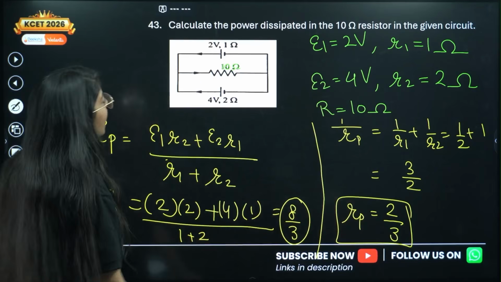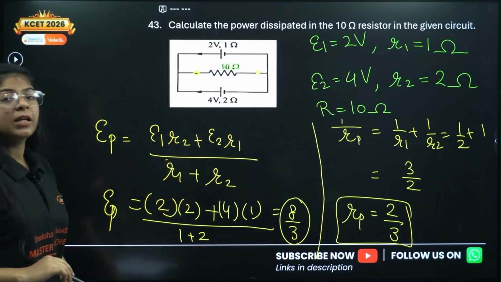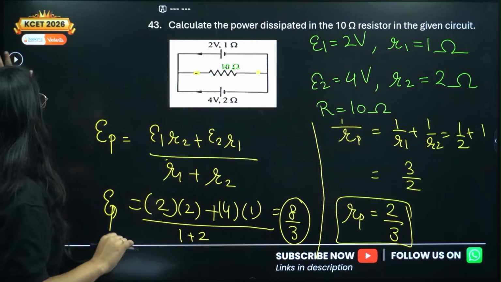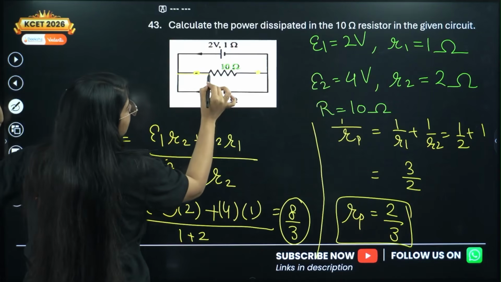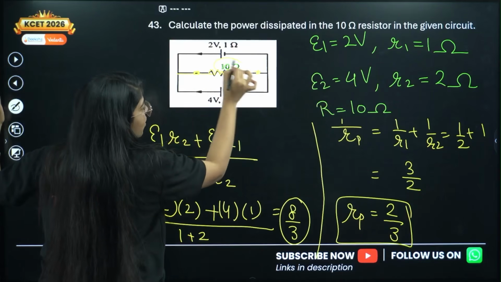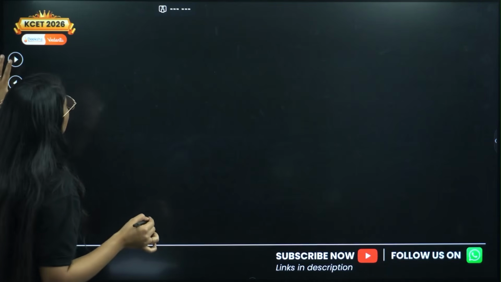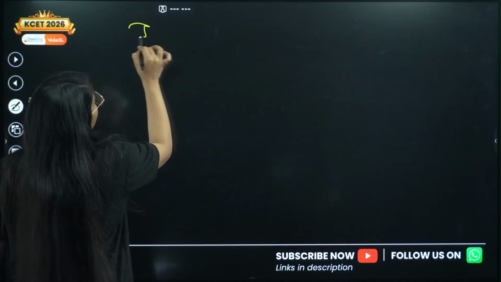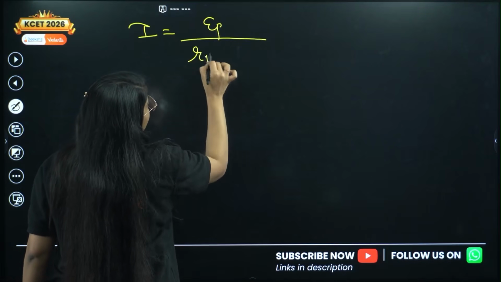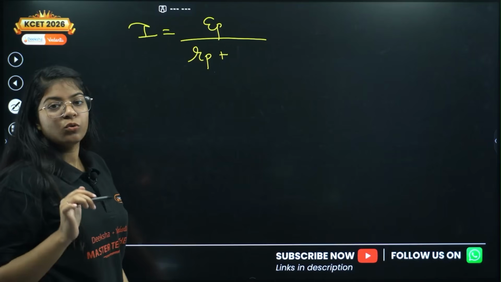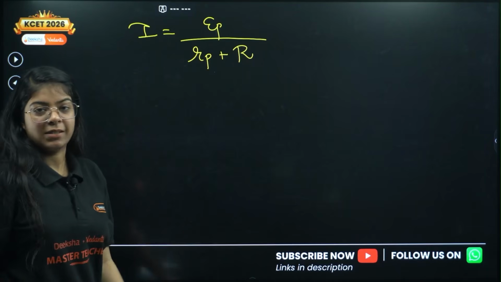Now to find the current around this load, what do we need? The total resistance. The total resistance in this wire is due to this load resistance, yes, but due to these two batteries as well. So the formula for current will be what? It will be EP divided by resistance due to those two voltage sources, plus its own resistance.